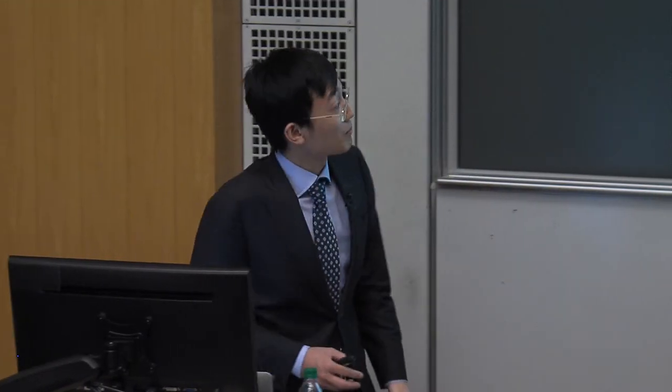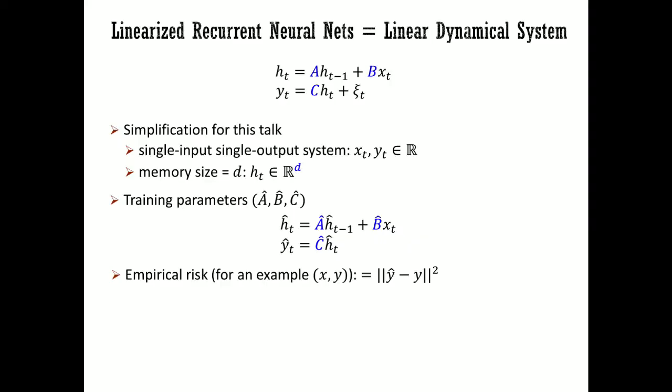Given one example, we can define the loss function. This is the empirical risk for one example, which is the L2 loss between y hat and y. So y hat is our prediction, and y is the true observation, the true output. And we can also define the population risk, which is the expectation of the empirical risk over the randomness of the examples. Basically, this is the objective function that you can optimize when you have an infinite number of examples.